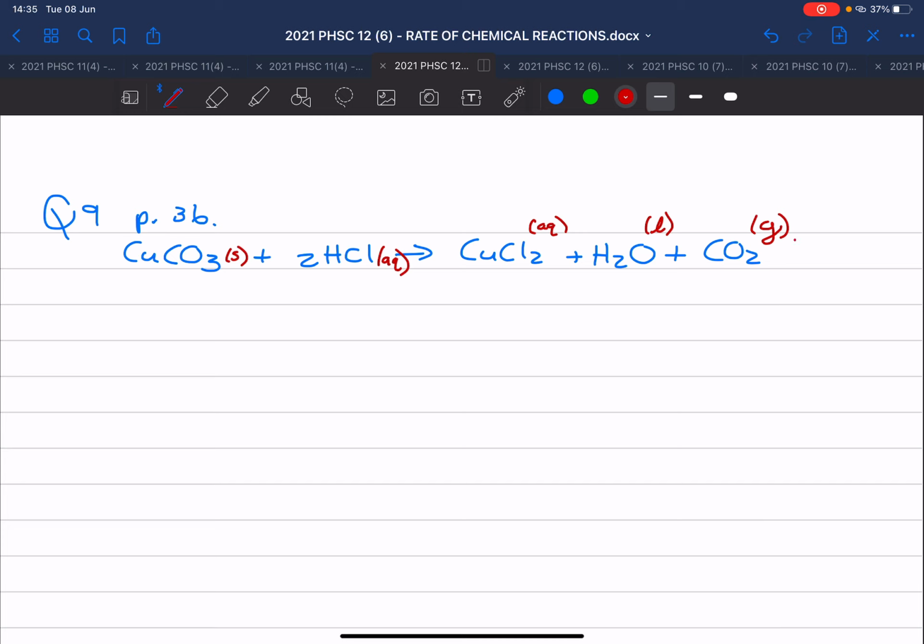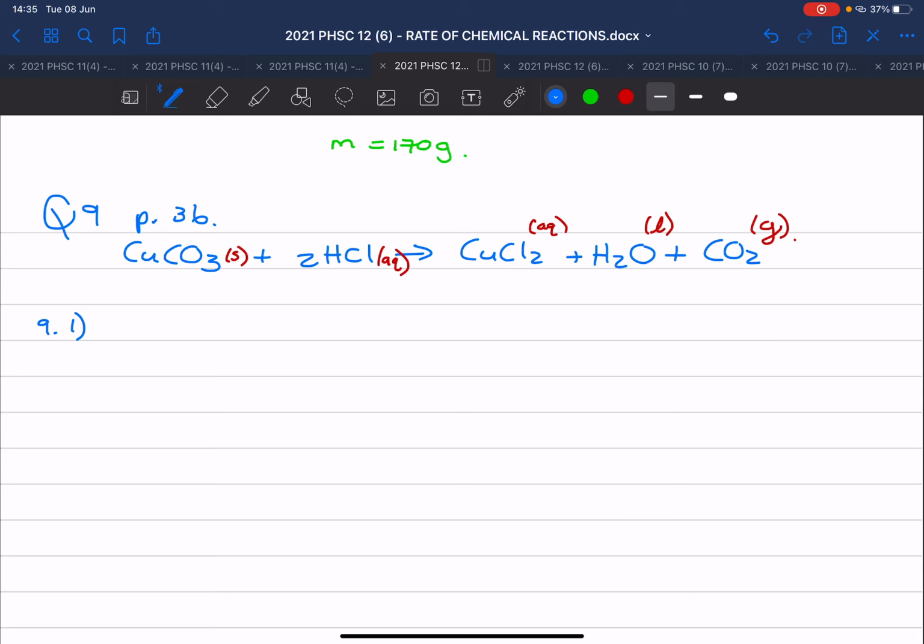Right, so there they give you the apparatus and they tell you when we have these things together, the mass of the container with everything in it is 170 grams. Now they ask you at question 9.1: say two ways in which the rate of the reaction can increase.